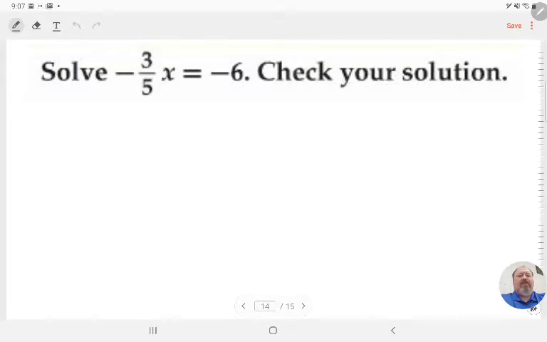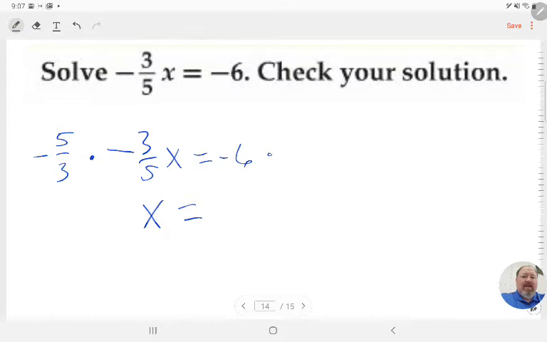Okay? Let's try some. So we have negative 3/5 x equals negative 6. So we're going to have to multiply this by negative 5/3, the reciprocal. That would give me 1x, or x, and then the other side I have to multiply by negative 5/3. Now I can multiply straight across, and I could end up with 30/3, which is going to give me 10. Or I could simplify here. 3 goes into 3 one time, 3 goes into 6 two times. 2 times 5 is 10. And then they're both negative, so that would be a positive 10.